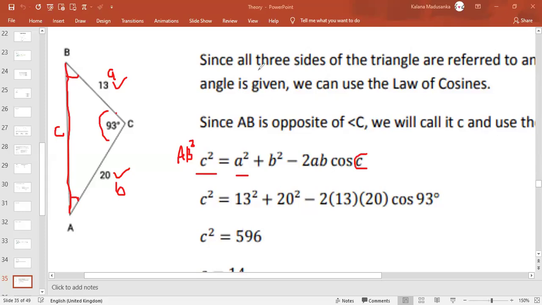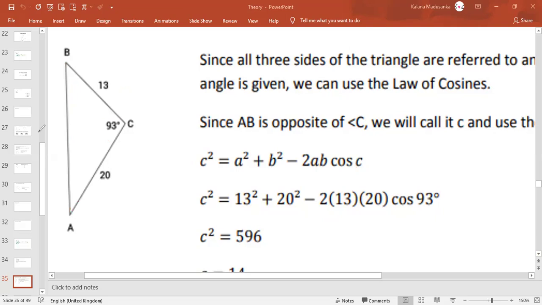And you should always remember it. You should be very careful when you apply this equation, because when you solve this using a calculator, you should always put some brackets in here, right? Otherwise, the value is going to be wrong, right? 13 square plus 20 square, minus 2 multiplied by 13 multiplied by 20 multiplied by cos 93 angle. Now, AB length is how much then?